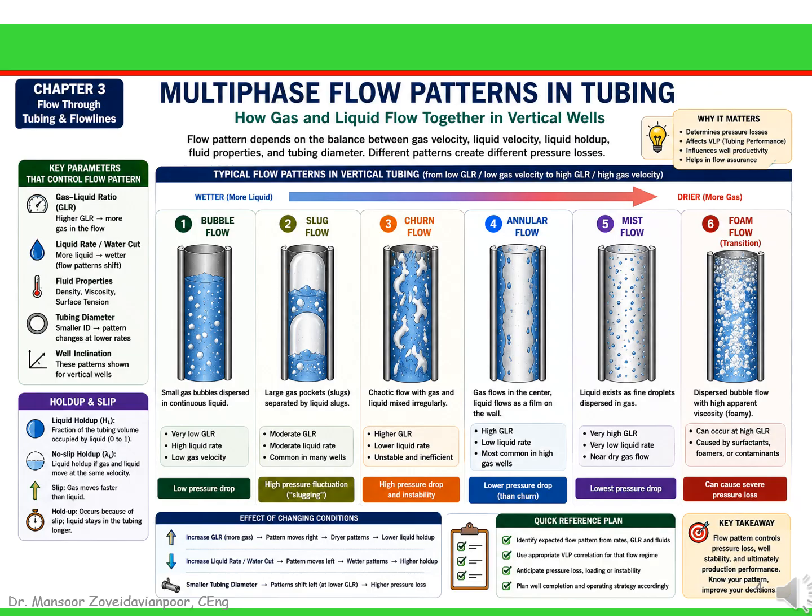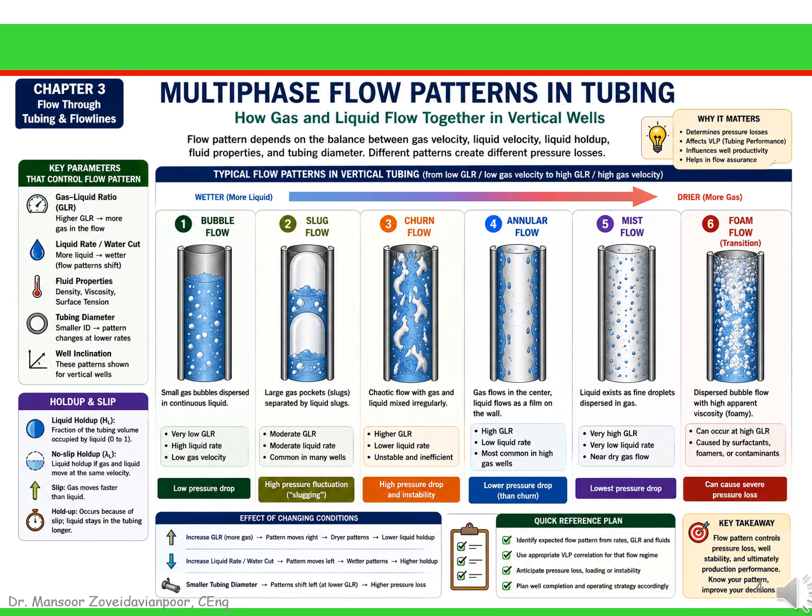As more gas comes out of solution, the small bubbles merge into large gas pockets separated by liquid slugs. This is known as slug flow. Slug flow is one of the most challenging flow regimes because it causes large pressure fluctuations, unstable production, separator surging, and cyclic loading on surface equipment. Many wells experiencing unstable production are operating in this regime.